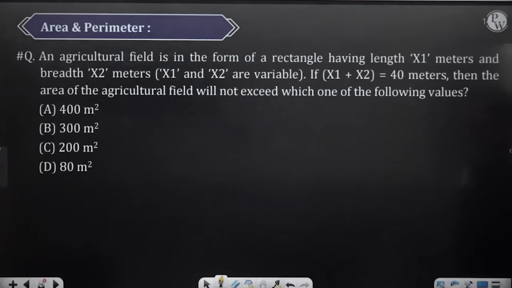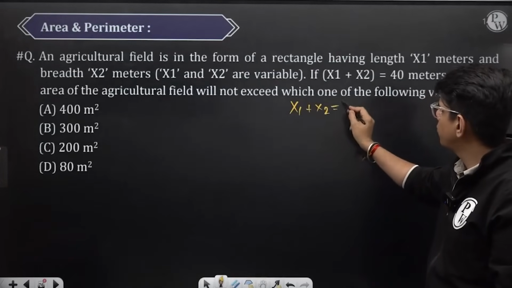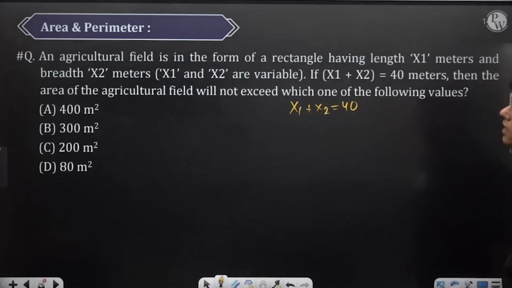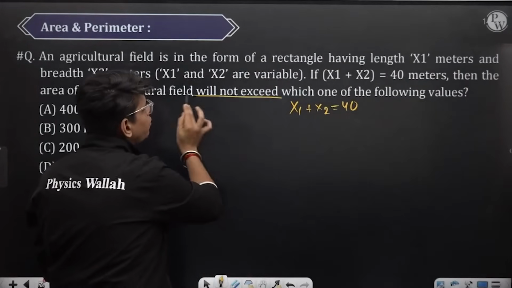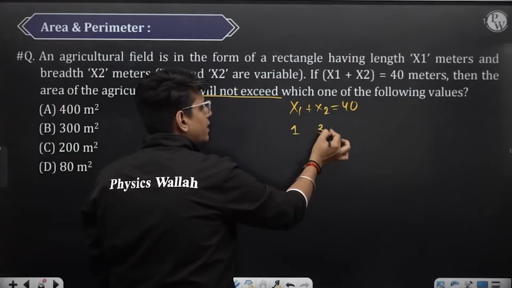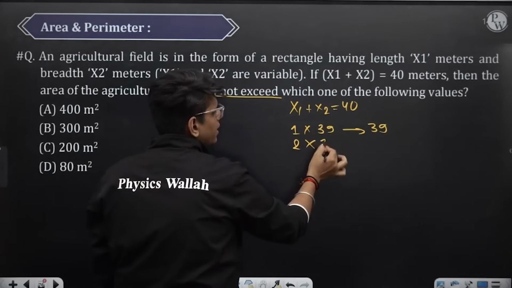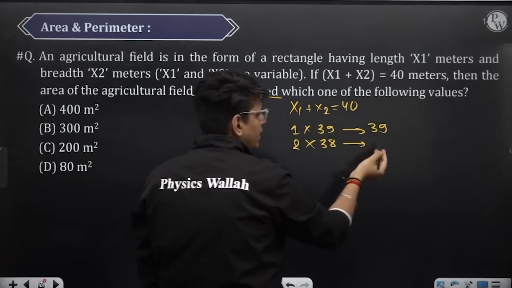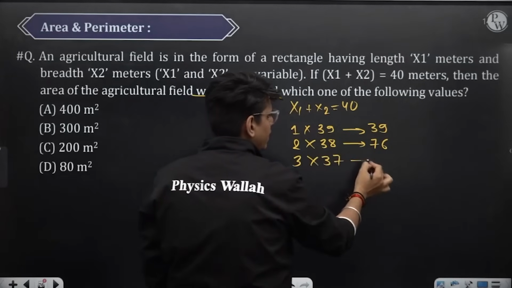An agricultural field is in the form of a rectangle having length x1 meters and x2 meters, where x1 plus x2 is 40, right? Then the area of the agricultural field will not exceed... So we have to find the limiting condition. This can be 1, this can be 39, so the area will be 39. This can be 2, this can be 38, so the area will be 80 minus 4, which is 76.